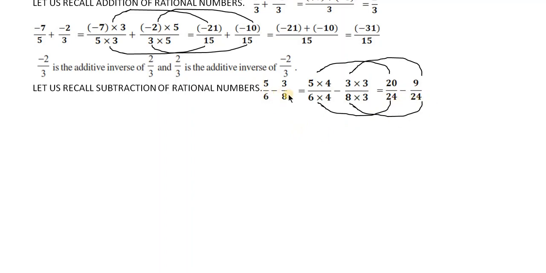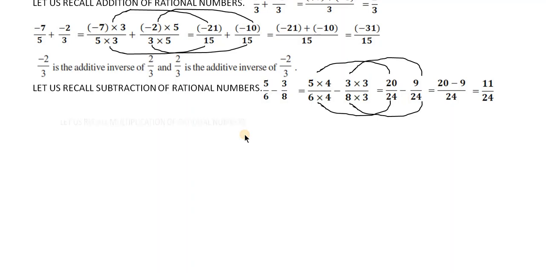So this way I have found the equivalent fractions with the same denominator, meaning like fractions. These two were unlike fractions. Now they have been made like rational numbers. Both the denominators are the same. So instead of the subtraction problem of this, you can do this problem. You will take the denominator as 24, 20 minus 9, which will come here. 20 minus 9 is 11 by 24.